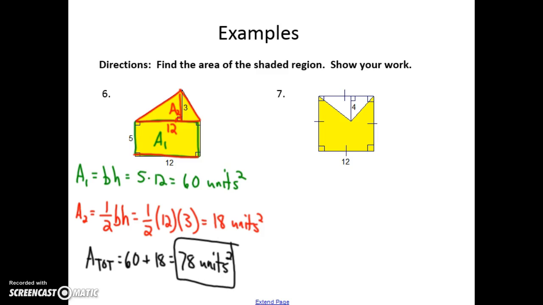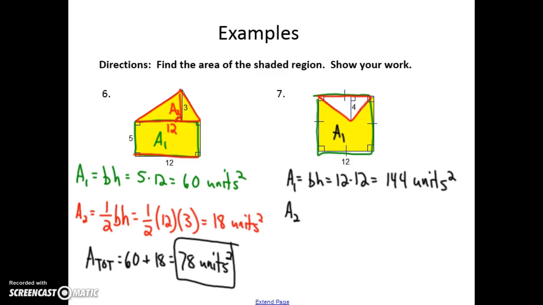On number 7, I have a square, and then I'm taking out this triangle. So I'm going to find the area of this entire green square, and then subtract the area of this red triangle, and that will leave me what's left in the shaded region. So area of a square, we'll call it A1, is equal to base times height, or 12 times 12, or 12 squared. And it's 144 units squared.